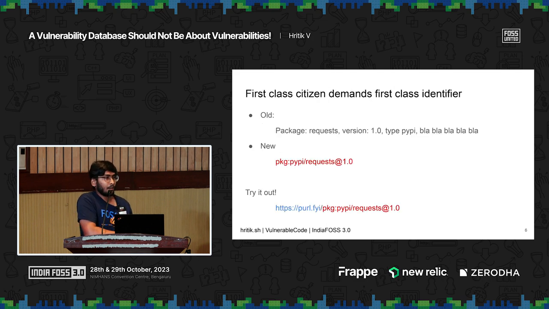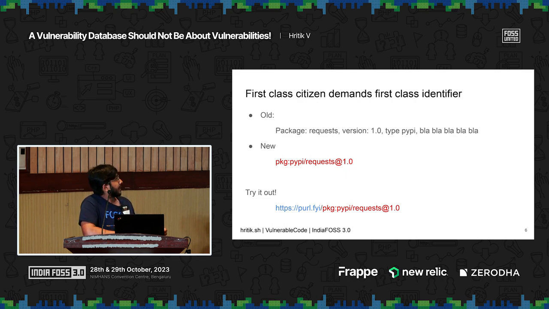How does it work? Old, we used to have packages. The way of saying first class citizen, saying package requires a first class identifier, don't you think? If you have vulnerabilities as first class citizens, they have CVEs, GHSAs, multiple identifiers, and there is one way to pinpoint them. But how do you pinpoint one package, right?